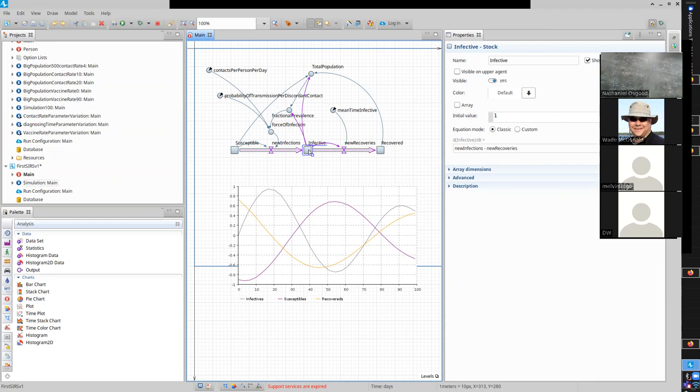What else would it depend on? If I want to consider the total number of people that they could affect before they recover, what else would it depend on? Matthias has his hand up. How long they're infected.